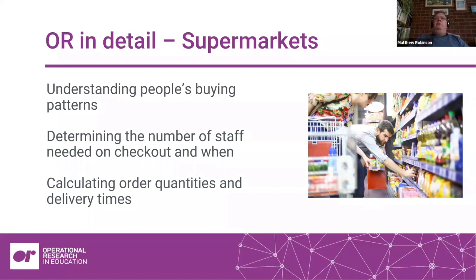But they also need to think about delivery times. How many delivery trucks do they have? Where are those delivery trucks? How do they get those products from the people growing the lettuces to the supermarkets so that people can buy them? Things like lettuces go off within a couple of days. Tins of beans last for a long time. Lettuces don't. So they have to be as accurate as they can be in terms of how many of those products they want to buy.